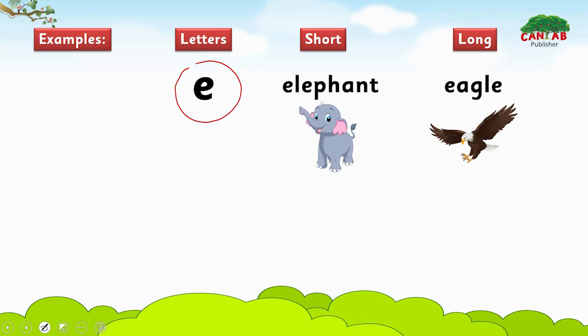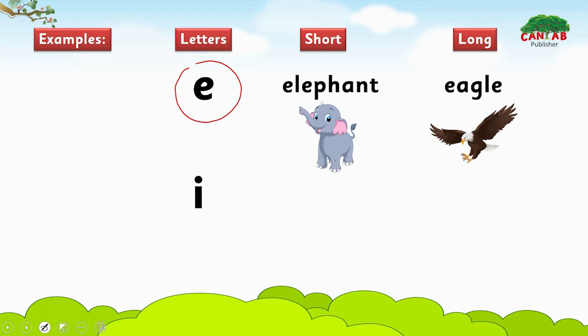E, elephant, eagle, elephant, eagle. You are listening? In elephant, the sound of the E is very short, and in eagle, it is longer. So that is why elephant is called a short vowel and eagle is called a long vowel.